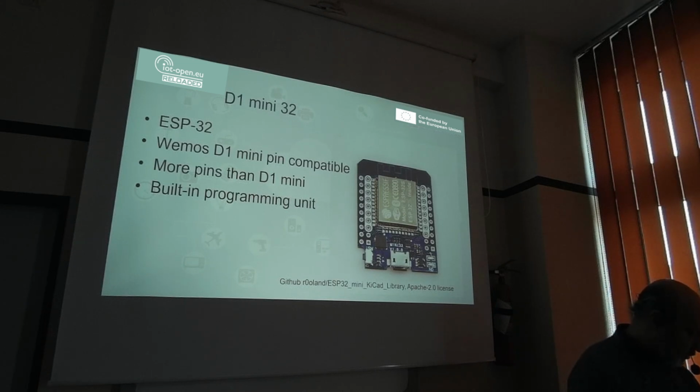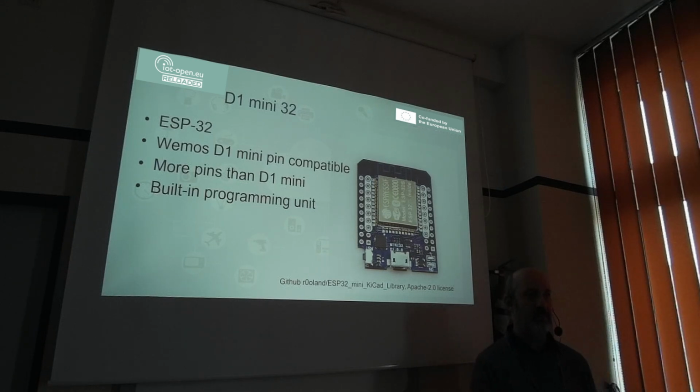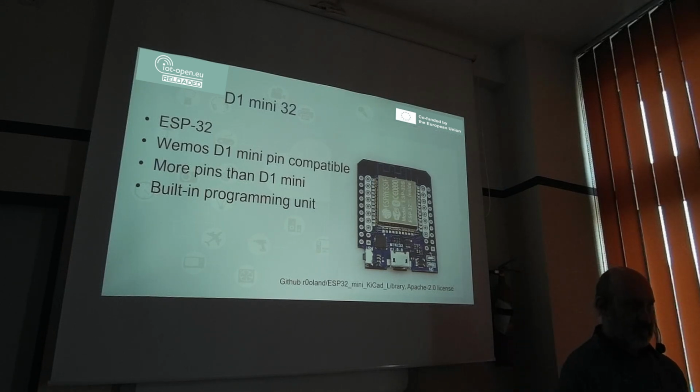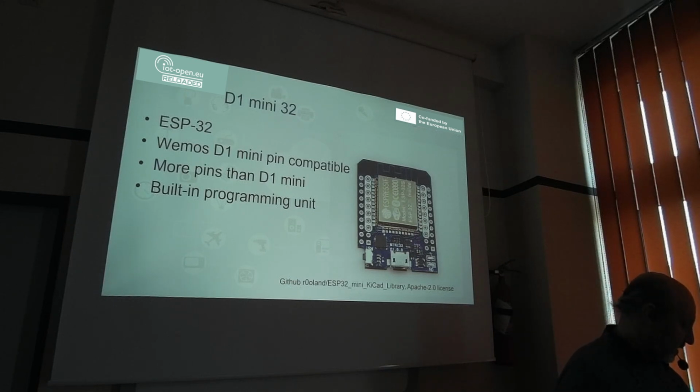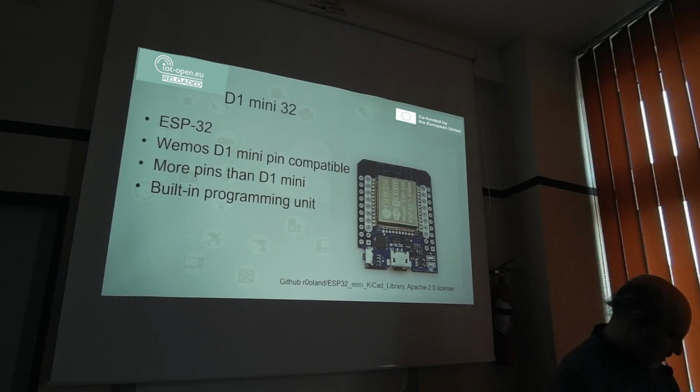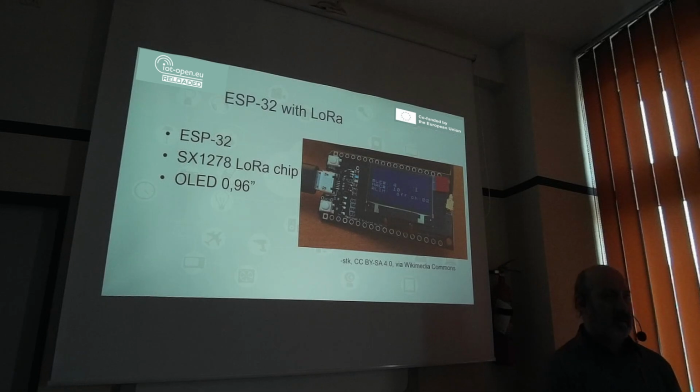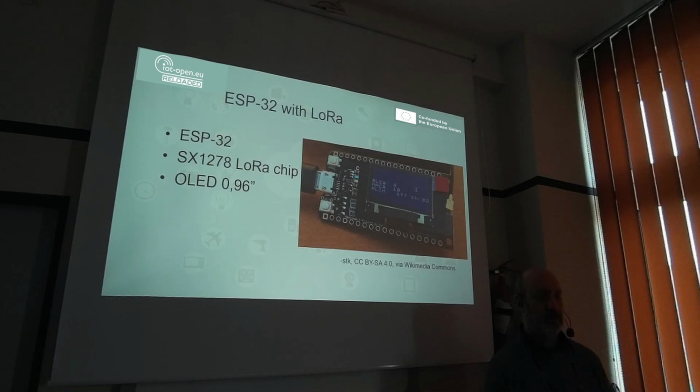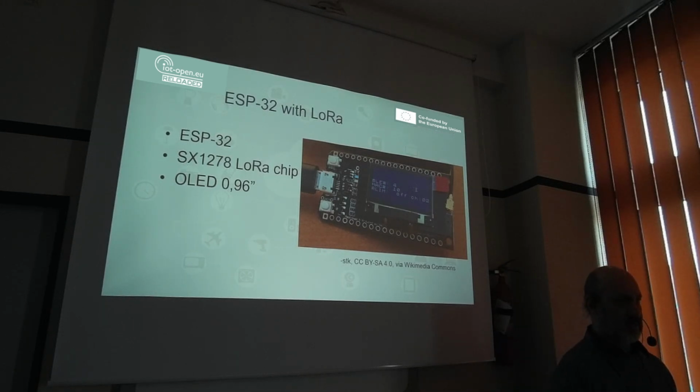It has 2 rows of pins here. One row is compatible with this D1 Mini based on ESP8266, and another 2 rows are extensions to it. With built-in programming unit, very nice chip. It can replace D1 Mini in applications that requires Bluetooth transmission. There are also boards equipped not only with system on chip like ESP32, but also additional elements.